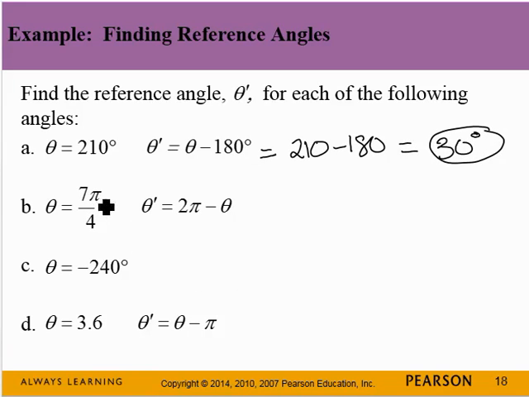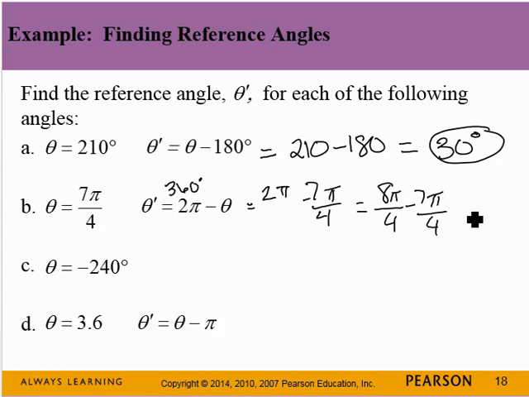In this case, you have 7 pi over 4. Remember, 2 pi is your 360. So we have 2 pi minus 7 pi over 4. We'll just convert this. So you have 8 pi over 4 minus 7 pi over 4. It's going to give you pi over 4.